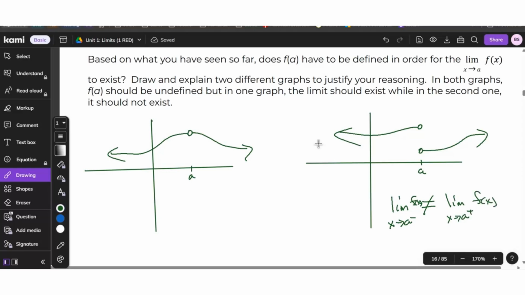Because it's going to two different points. That's the only reason. It doesn't matter that the graph isn't defined, because over here, the limit from the left and right both equal the same thing. Okay?